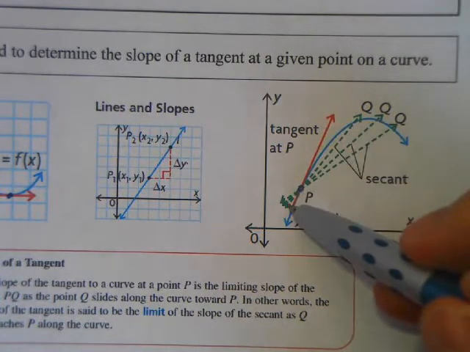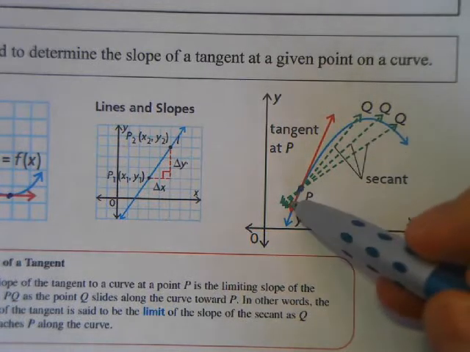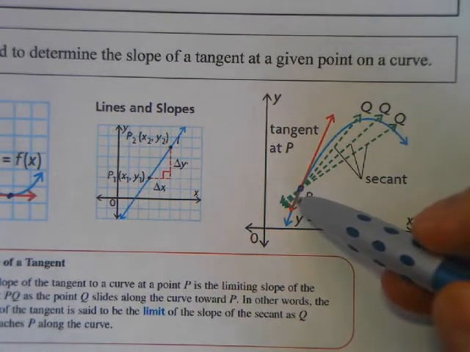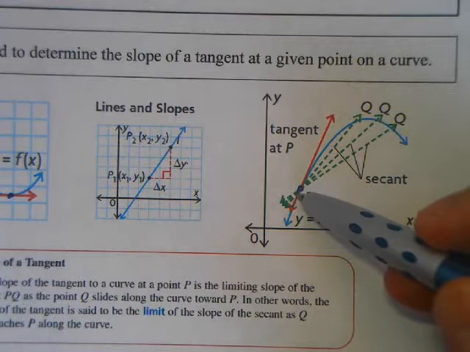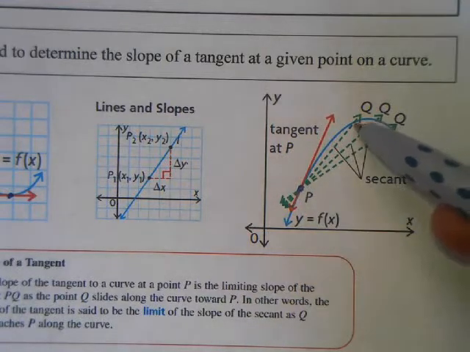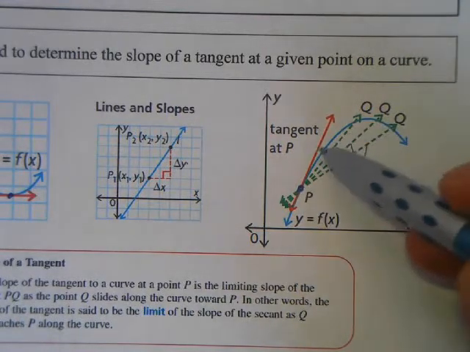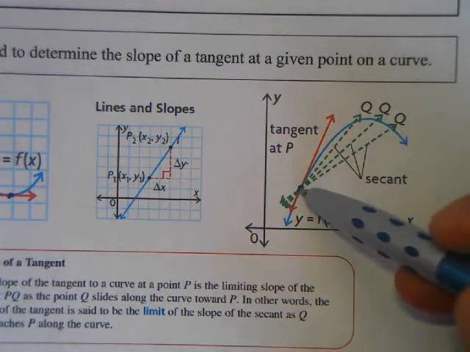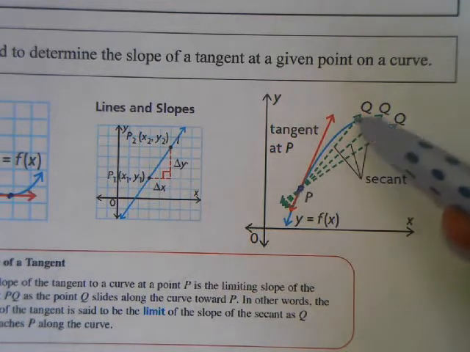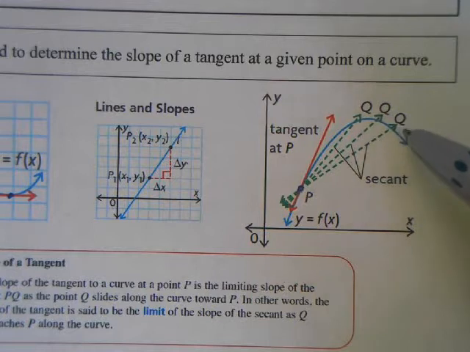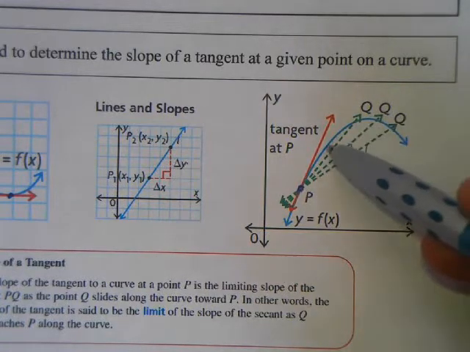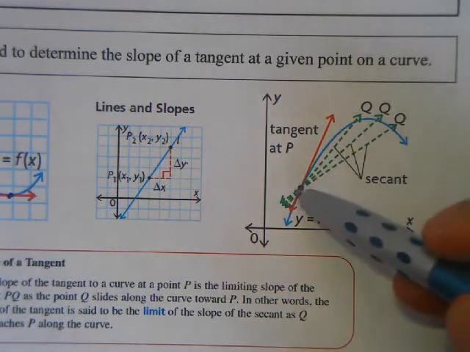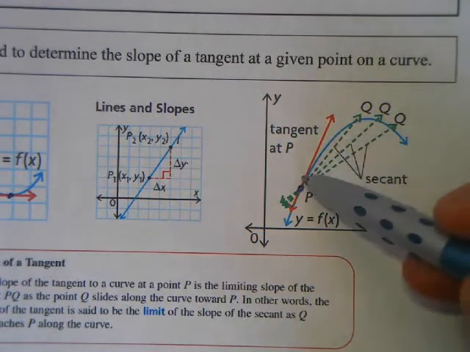So that's the strategy we're going to use when we try to come up with the slope of a tangent. Instead of finding the slope of the tangent, which is hard to do, we're going to approximate it based on the secant, where that distance between P and Q gets smaller and smaller to the point where it's 0.